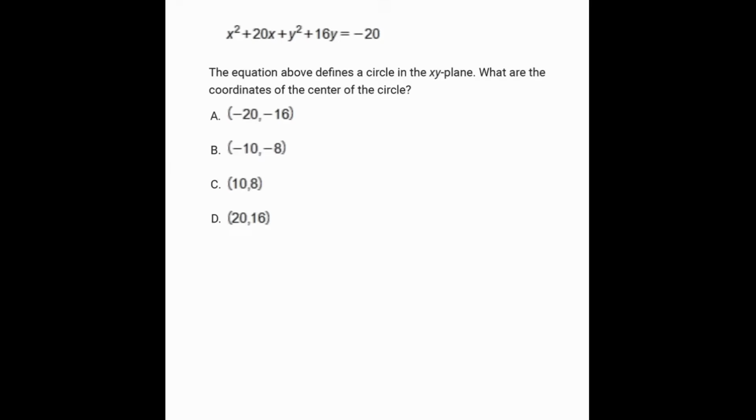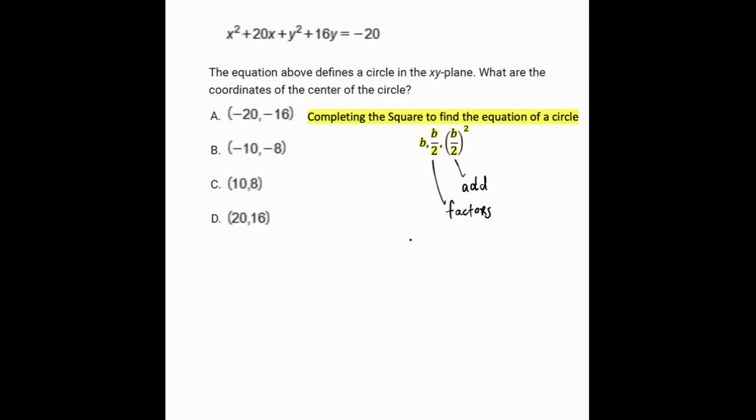This is a question about completing the square to find the equation of a circle. In this situation, what you need to memorize is b over 2, b over 2 squared. And b over 2 squared is what you add to both sides of the equation. And b over 2 is how it factors after you do that. So let's show you what that means.